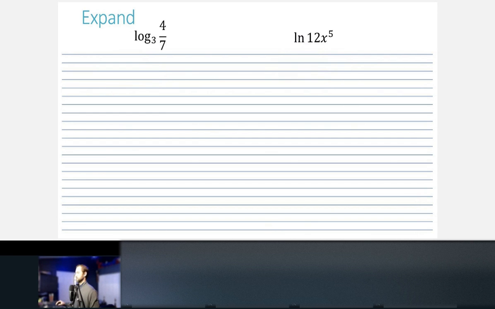All right, let's try another one. All right, so let's look at this problem. 4 and 7, are these prime numbers?